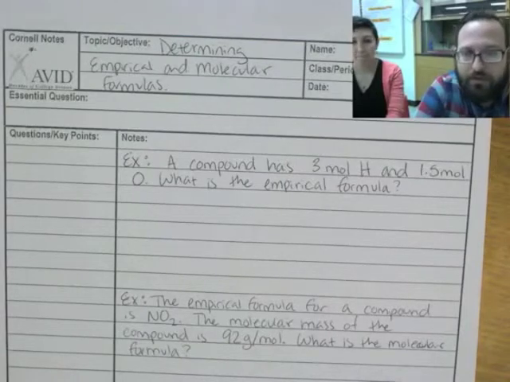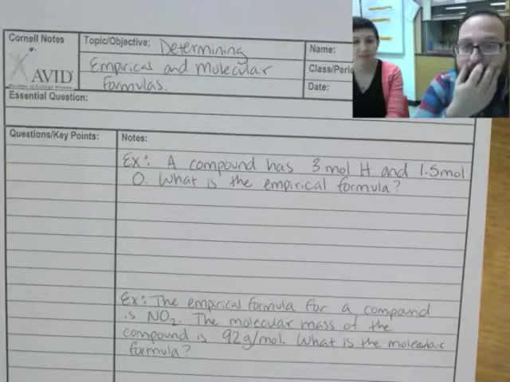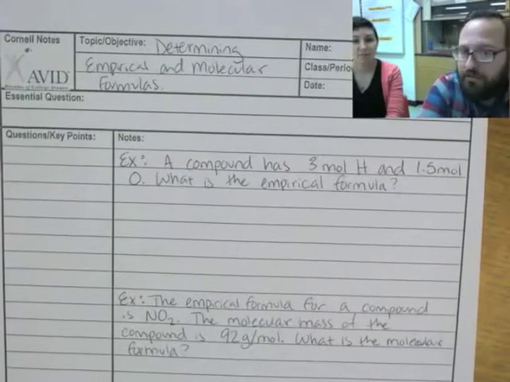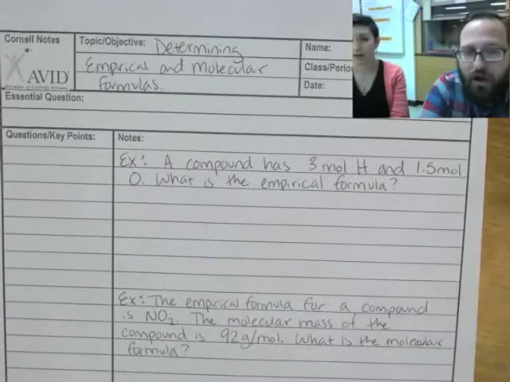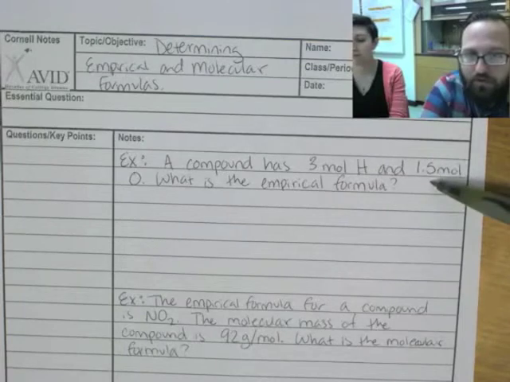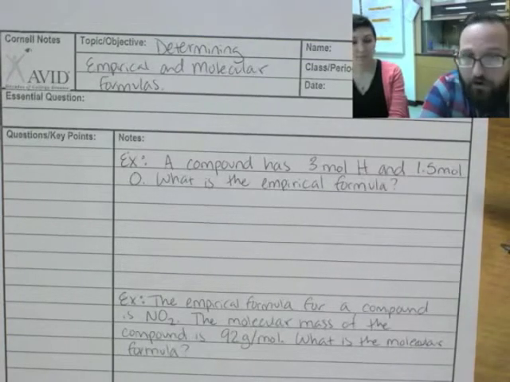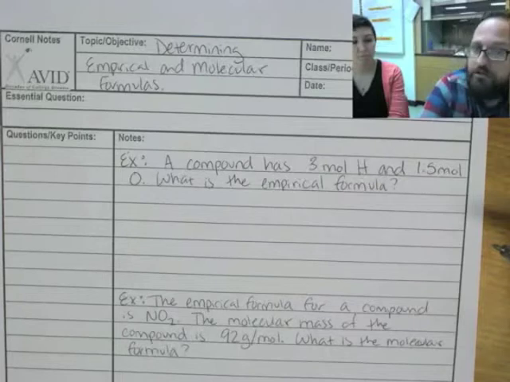It says a compound has 3 moles of hydrogen and 1.5 moles of oxygen. What is the empirical formula? So where do we start? We start by finding which one has the least amount. Oxygen has our least amount: we got 3 and we got 1.5, and 1.5 is definitely smaller. In order to figure out our ratios, which is what we're looking for, we've got to divide the different amounts by our smallest amount.